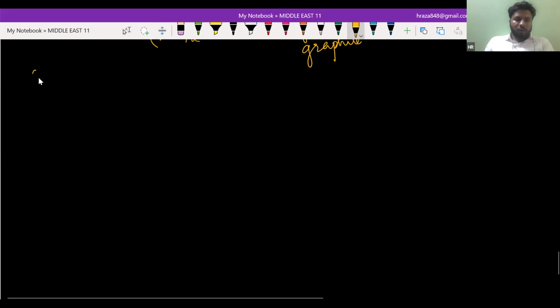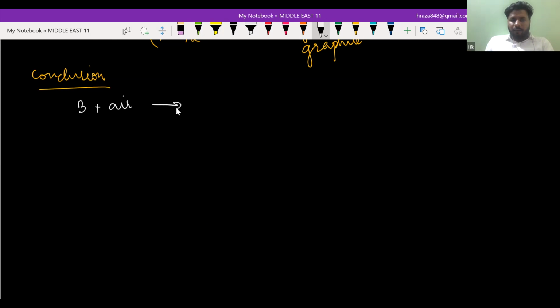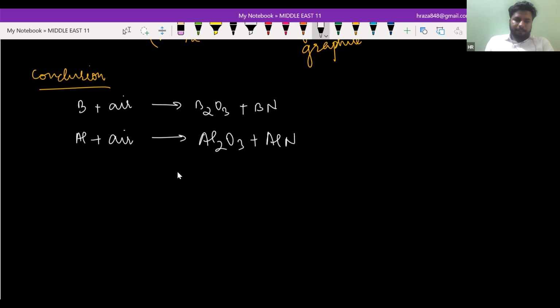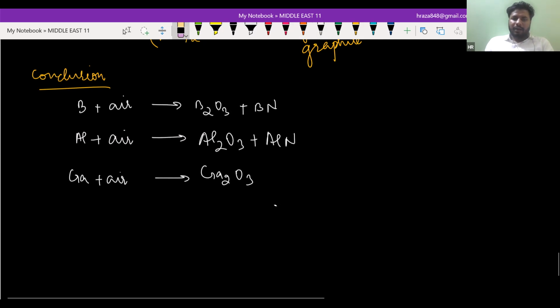Now I'm going to write the conclusion about this. Boron plus air will give B2O3 plus BN. Aluminium plus air will give Al2O3 plus AlN. Whereas gallium plus air will only give Ga2O3, and gallium, indium, thallium do not react with nitrogen.